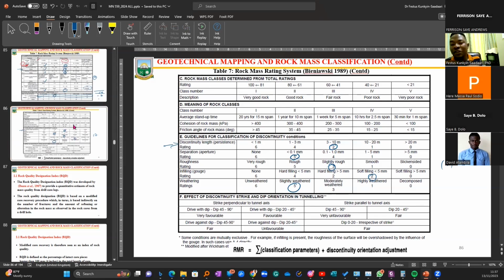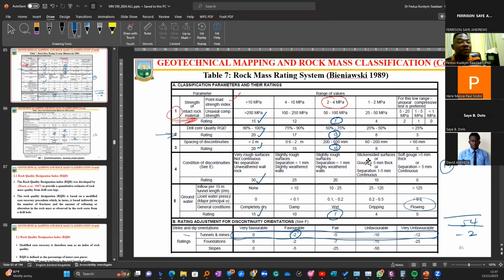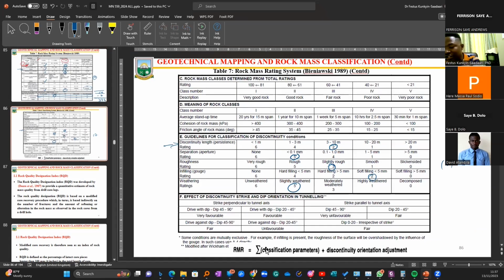So now, if you subtract the 2 from the 54, what do we have? That would be 52. So finally, the rating of our rock is 52. So it says classification parameters plus the discontinuity orientation adjustment. And so you have your RMR of 52. And then we are done.